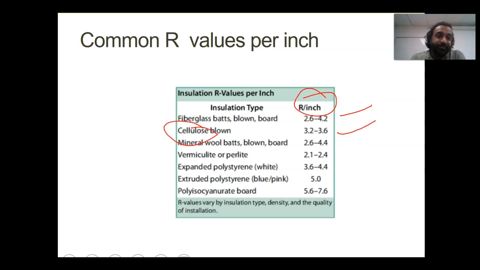Cellulose, blown cellulose. This can be made out of many things. It could be made out of old newspapers. So again, it comes in different qualities. Also, we have mineral wool. That still is very common.